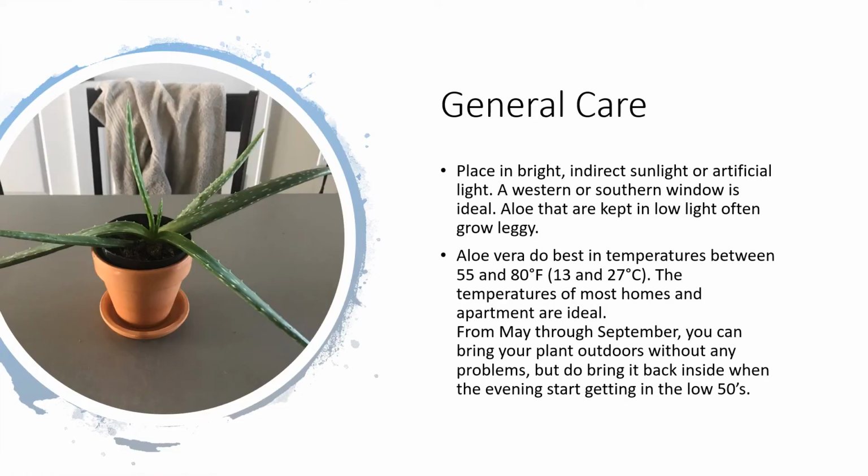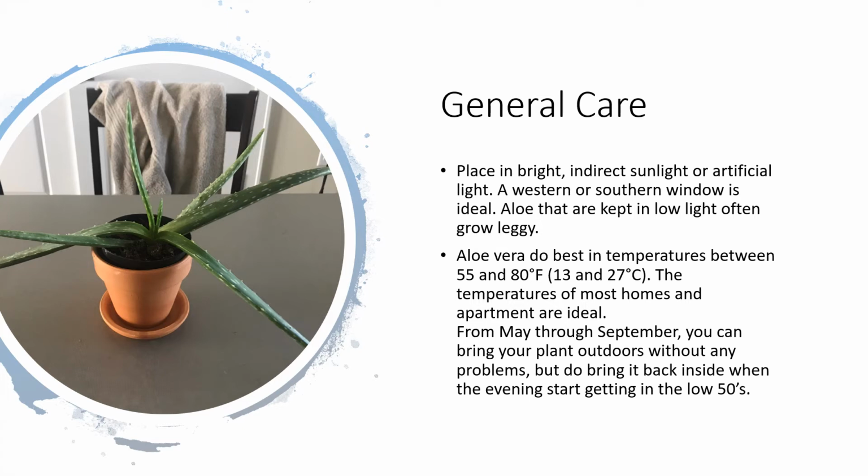Some general care: you want to place your aloes in bright indirect sunlight or artificial light. A western or southern window is ideal. Aloes that are kept in low light often grow leggy, and you can see in that picture there that the plant is not getting enough sun, so it's starting to stretch. Aloe vera do best in temperatures between 55 and 80 degrees, which is pretty much the temperature of most homes and apartments, so that's not a bad fit for them.